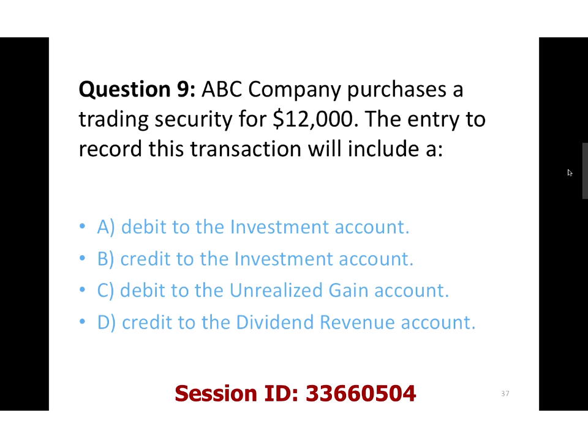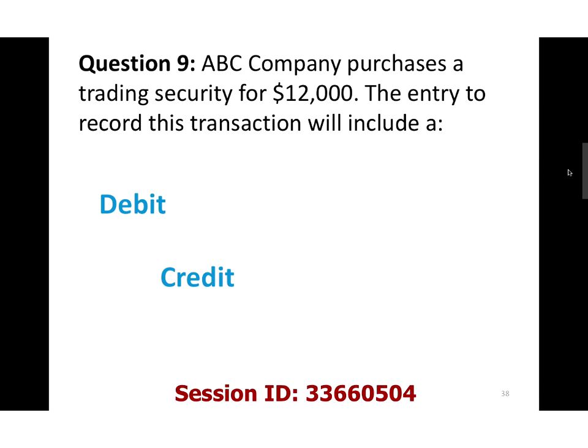So let's do another one here. Now, I've not pushed this out on purpose. So let's look at this. ABC Company purchases a trading security for $12,000. The entry to record this transaction. So it's asking for the entry for this transaction. If we purchase a trading security for $12,000, that entry is going to debit the investment and credit cash because we're spending cash for it. So we're going to debit the investment and we're going to credit cash, right?